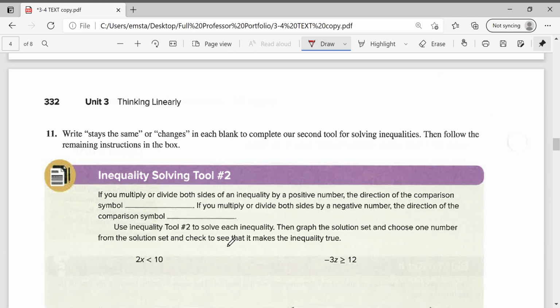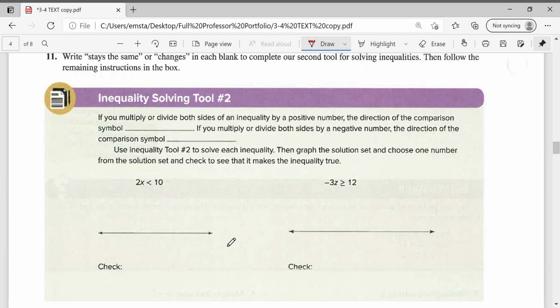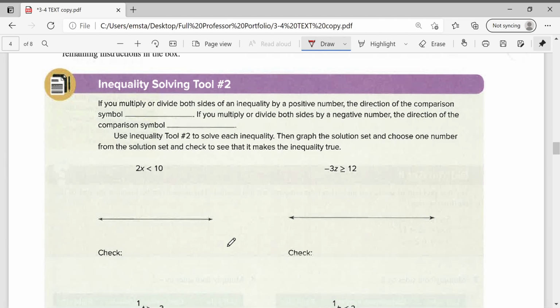Top of page 332 puts this together for us in number 11. It says, if you multiply or divide both sides of an inequality by a positive number, the direction of the comparison symbol stays the same. If you multiply or divide by a negative number, the direction symbol changes or flips.